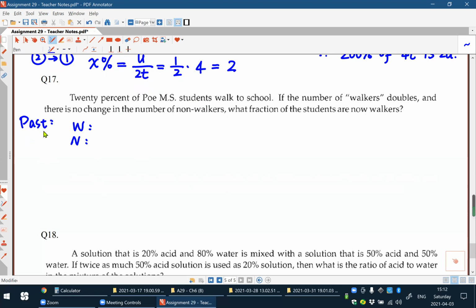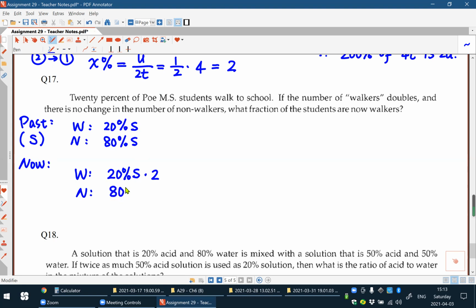Okay, suppose the total number of students is S. And the number of students who walk to school is 20% of S, right? And non-walkers should be, of course, 80% of S. And now we know that the walkers doubled, which means now there are 20% of S times 2. This many students are walkers, right? And non-walkers have no change. So still there are 80% of S, right?